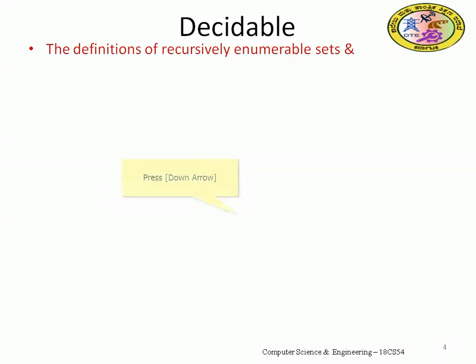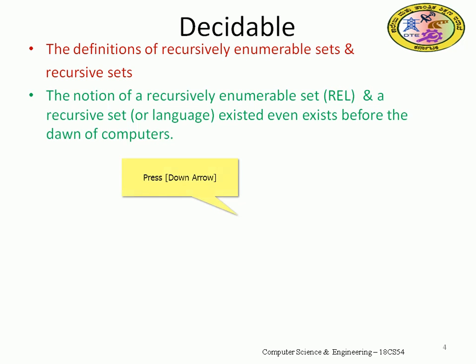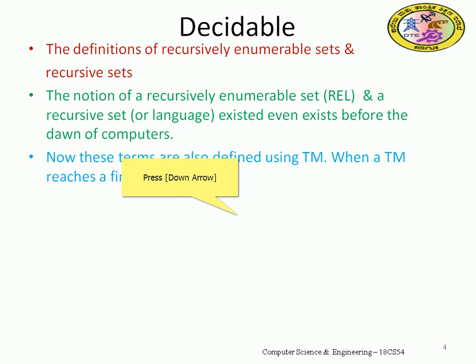Now the definition of recursively enumerable sets and recursive sets, which speak about the decidability of these languages. The notions of recursively enumerable set and recursive set existed before the computer era. Before computers came to light, they were there for classical languages. Now these terms are also defined using the Turing machine. When a Turing machine arrives at the final state, it halts. When it reaches the final state, it halts, right?